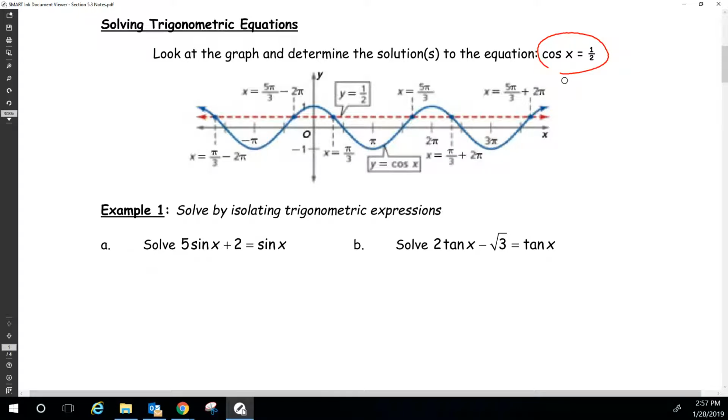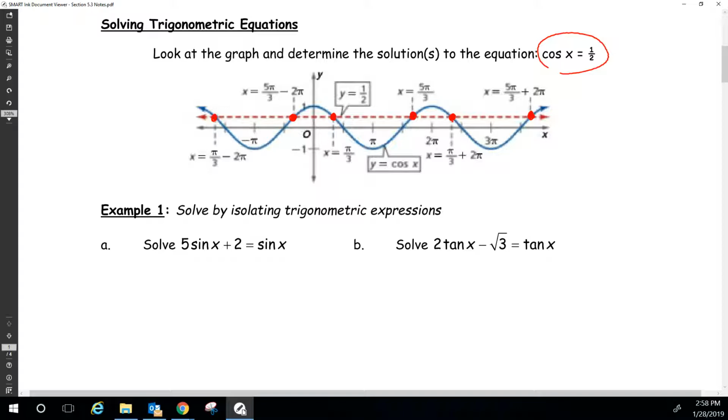So for example, cosine x equals 1/2. Well, this is my graph of cosine, and it equals 1/2 here at pi over 3, and it equals 1/2 here at 5 pi over 3. And if I keep going, it equals 1/2 again at pi over 3 plus 2 pi, 5 pi over 3 plus 2 pi, 5 pi over 3 plus 4 pi, and so on. And then also minus 2 pi, minus 4 pi, minus 6 pi, and so on and so forth. So that's basically the gist of what we're doing.